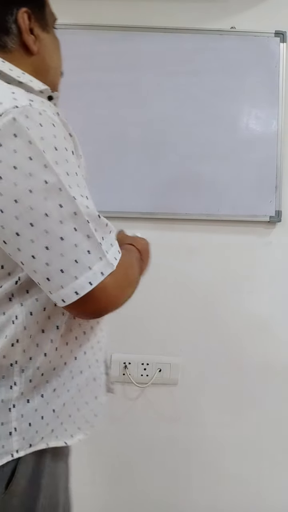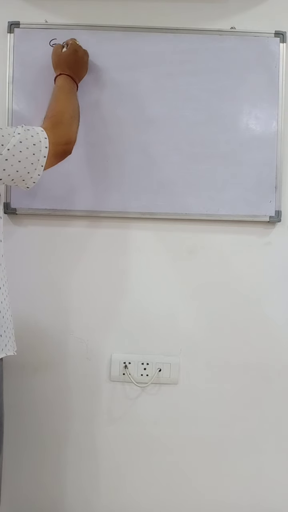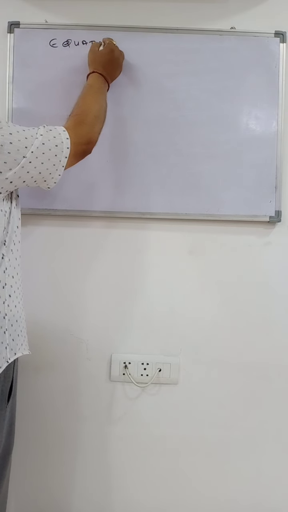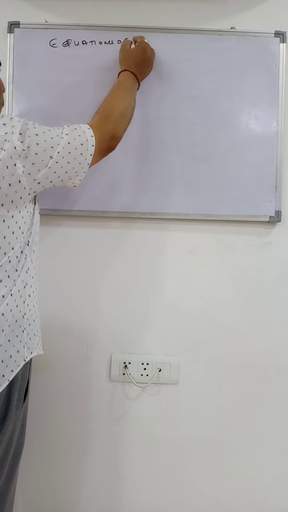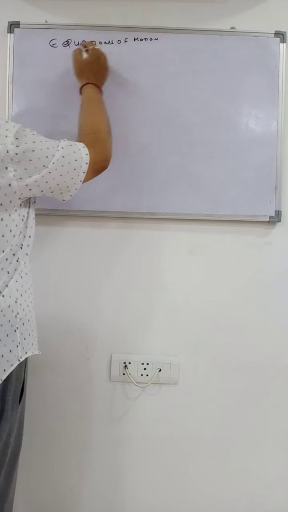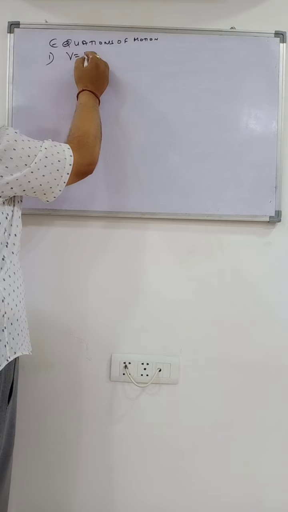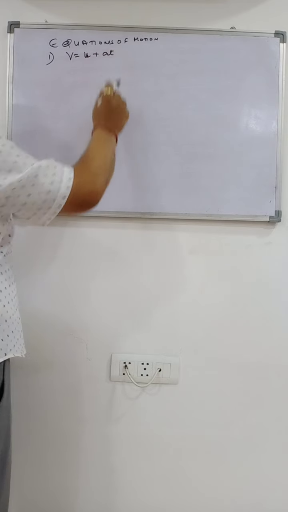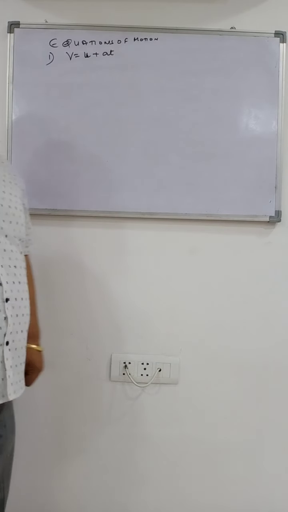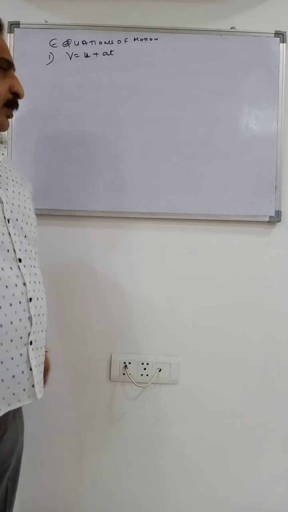Now, this has to be derived graphically. In some schools they are doing it theoretically, but the graphical method is a better method to solve these equations. So we are starting with the first equation of motion. First equation of motion is V is equal to U plus AT.